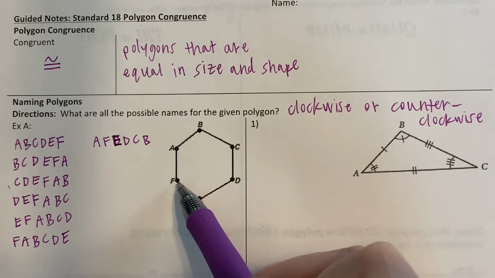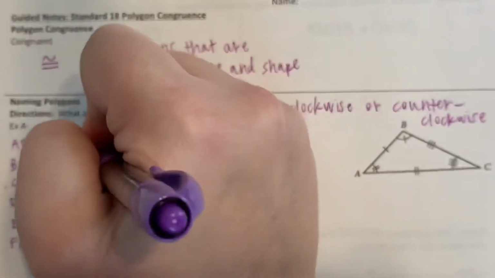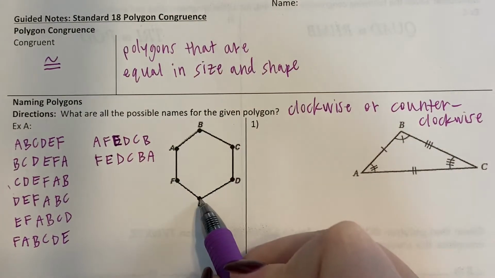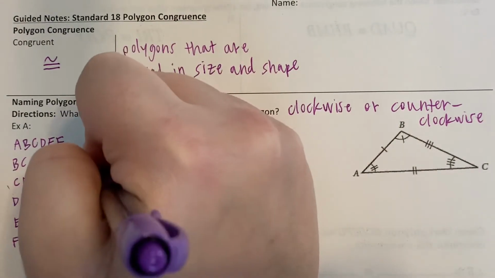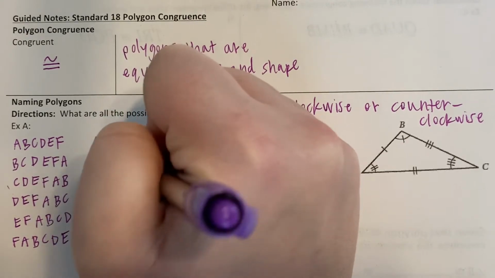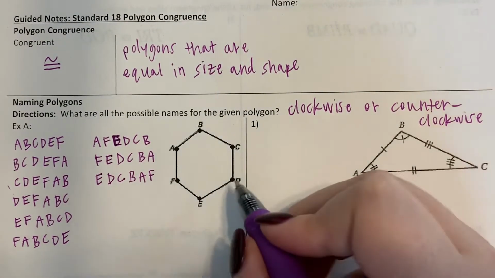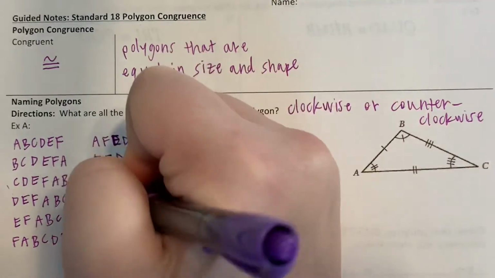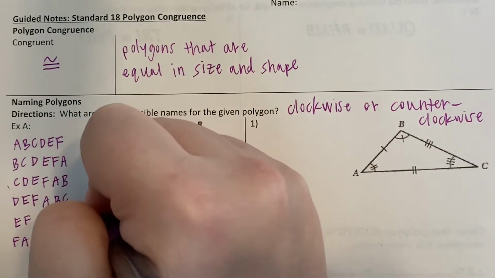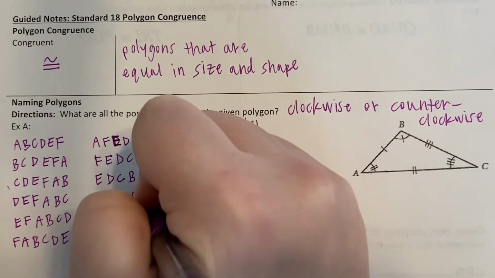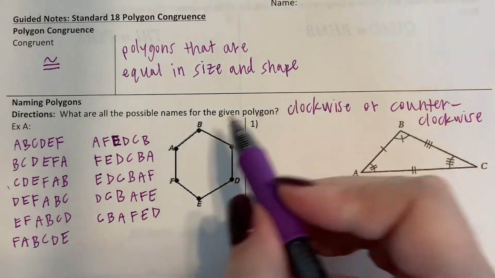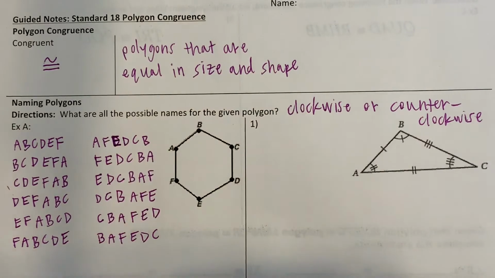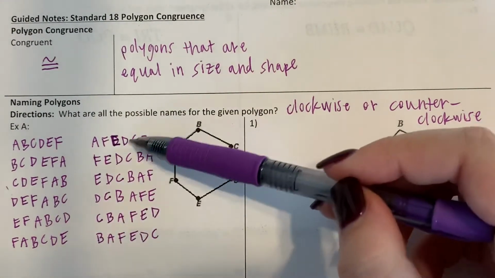Then I could start at point F, and I could title this polygon F, E, D, C, B, A. Then I could start at point E going counterclockwise, and I would have polygon E, D, C, B, A, F. Then starting at point D, I would have polygon D, C, B, A, F, E. Starting at point C, I would have polygon C, B, A, F, E, D. Lastly, I could start here at point B, and I would have polygon B, A, F, E, D, C.